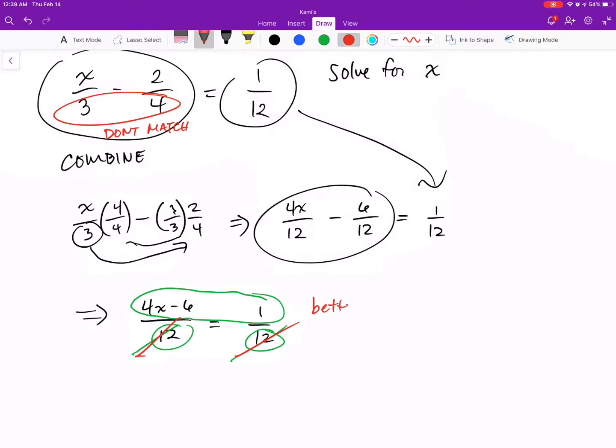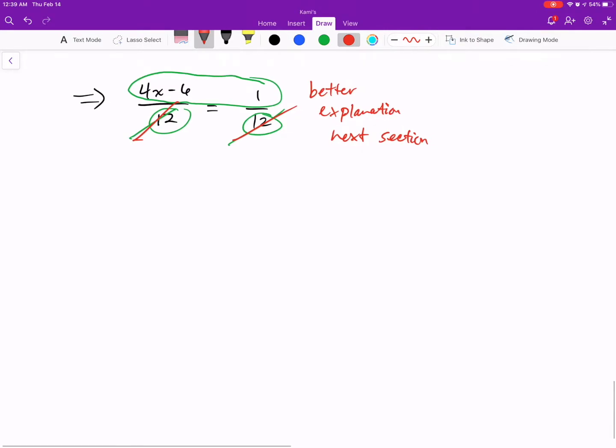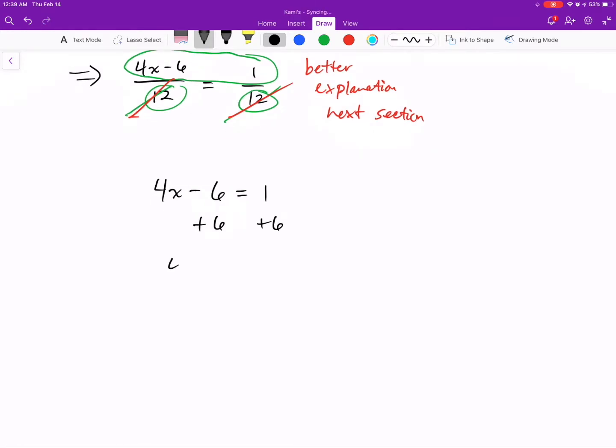Better explanation next section. But, okay, so we're going to get 4x minus 6 equals 1. And now we can solve, right? Because we add 6 to both sides. So 4x is going to be equal to 1 plus 6. That's what? 7. Ready? And then we're going to divide by 4. So x is equal to 7 over 4.